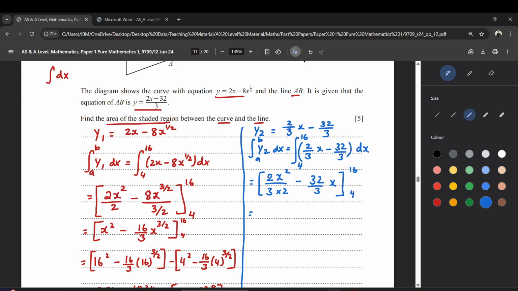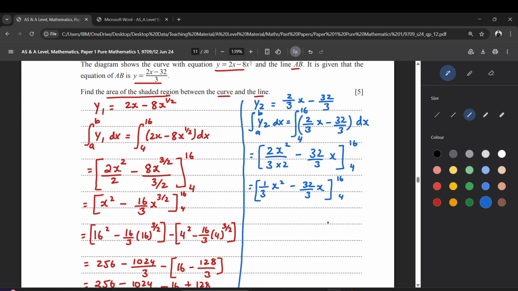Similarly, we can see that this 2 and this 2 cancels out, so you're left with 1 upon 3 x squared minus 32 over 3 x. So this is 16 and this is 4. Now we can plug in the values. So we can say 1 upon 3 times 16 square minus 32 over 3 times 16.